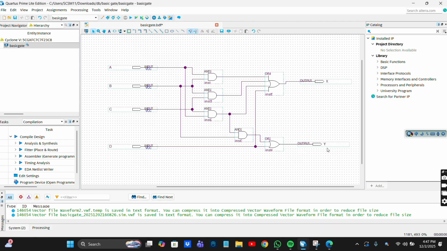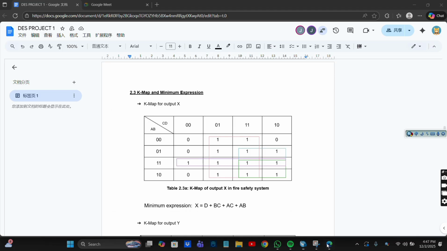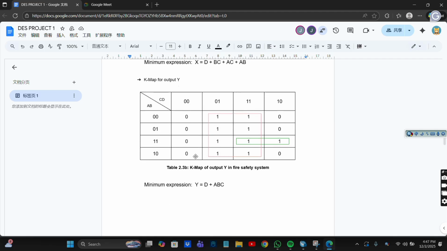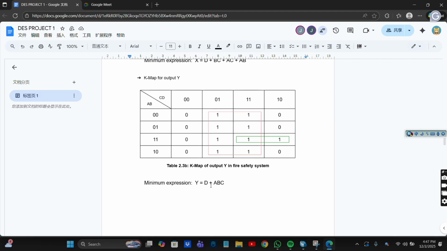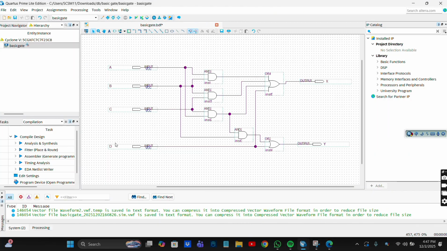For the output Y, we can also see from the K-map that Y is equal to D plus ABC. So D goes directly through the OR gate with ABC, which is A, B, and C through the double AND gate, and lastly through the OR gate to get the final output Y, which is Y equals D plus ABC. After that, we can do the simulation for the basic gate.